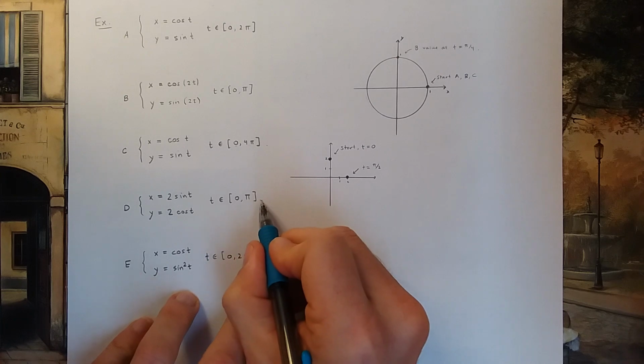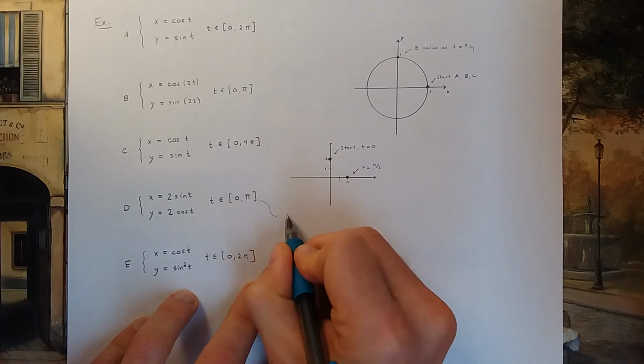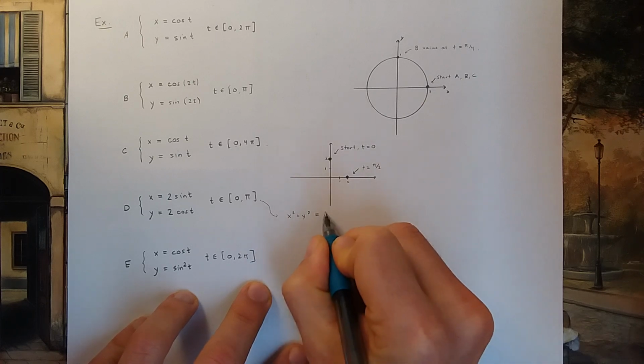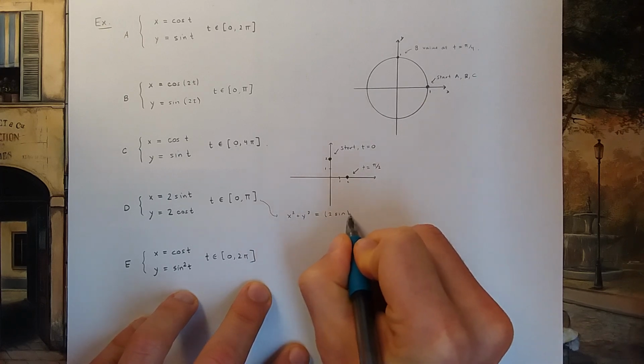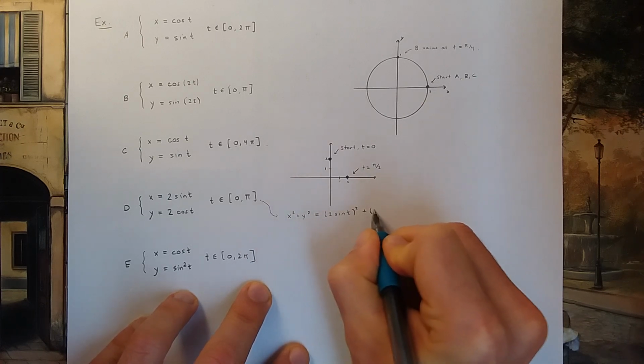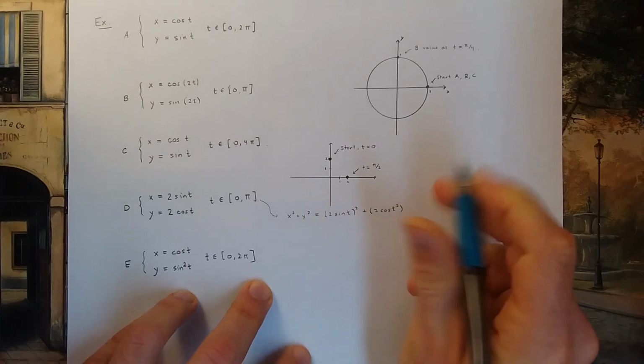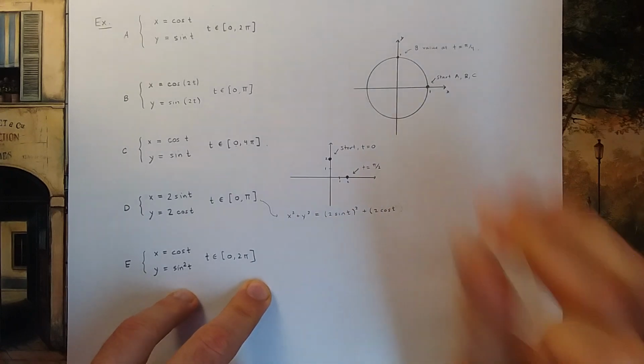By the way, how do I know this is still a circle? Well, if you do x squared plus y squared, you get 2 sine t squared plus 2 cosine t squared. Sine squared plus cosine squared is equal to 1.